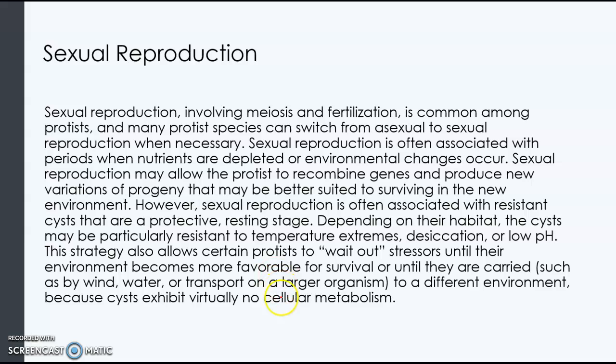However, we have something new with the protist. Protists are also capable of sexual reproduction, meaning that one parent contributes half their chromosomes, the other parent contributes half their chromosomes, and the offspring has half of the chromosomes from each parent. So sexual reproduction in protists is going to involve meiosis. It's also going to involve fertilization.